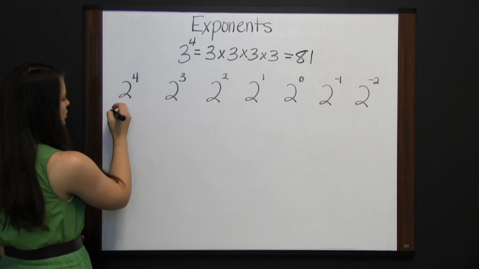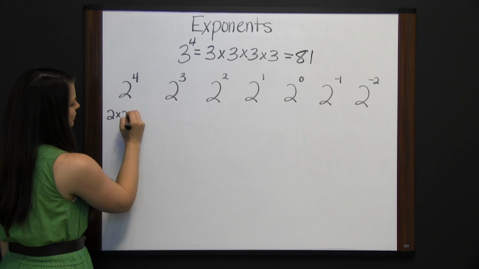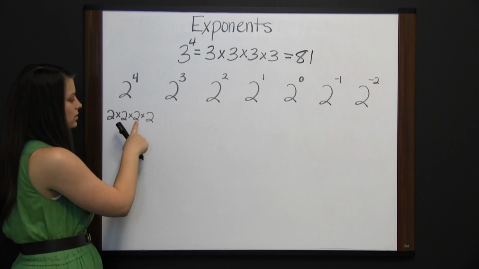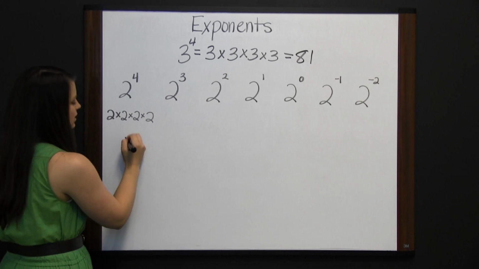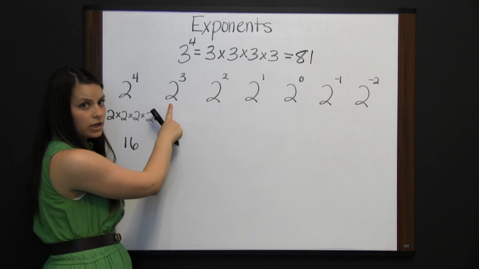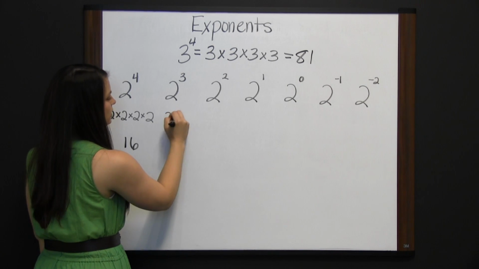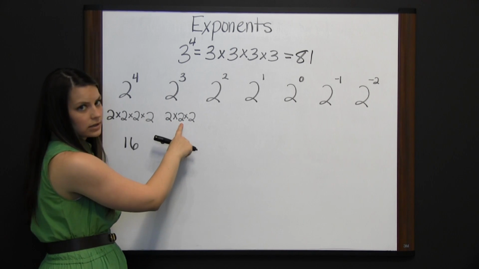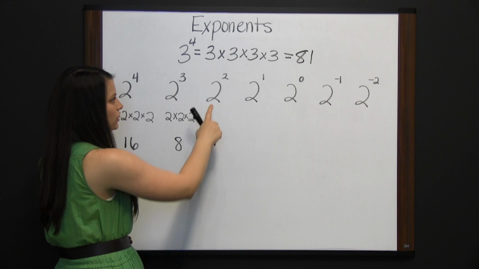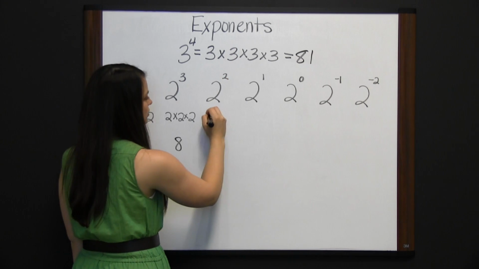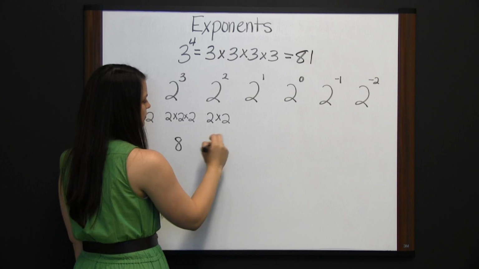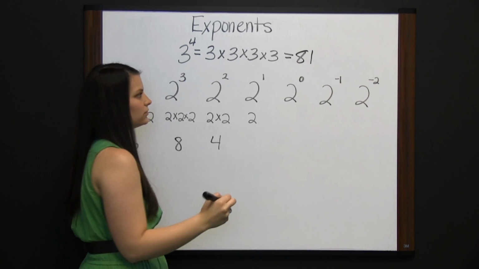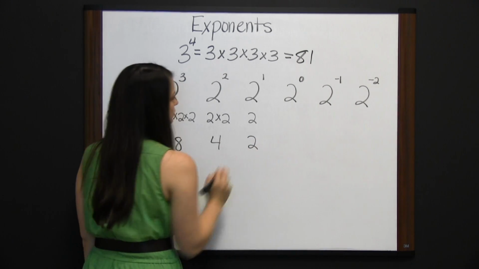2 to the 4th is 2 times itself 4 times. 2 times 2 is 4, times 2 is 8, times 2 is 16. 2 cubed, or 2 to the 3rd power, is 2 times itself 3 times. 2 times 2 is 4, times 2 is 8. 2 squared is 2 times itself 2 times. 2 times 2 is 4. 2 to the 1st power is just 2 times itself 1 time, or just 2.